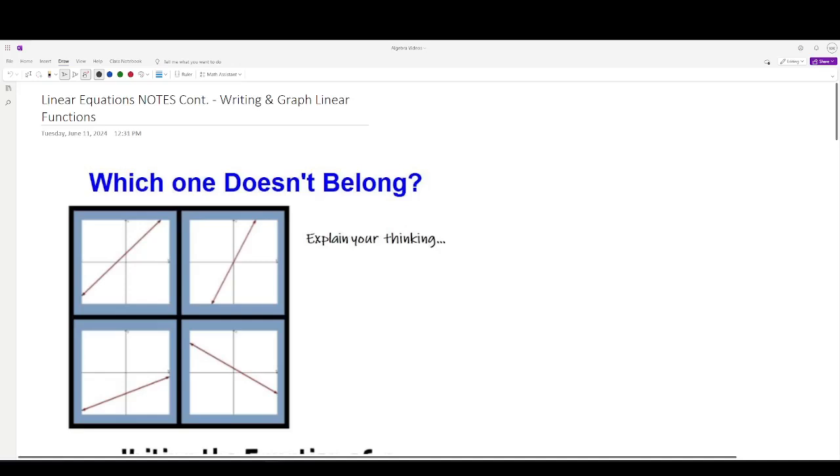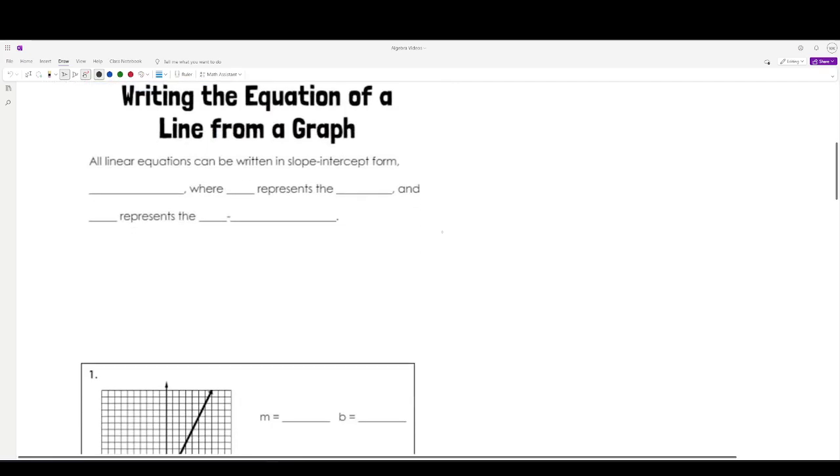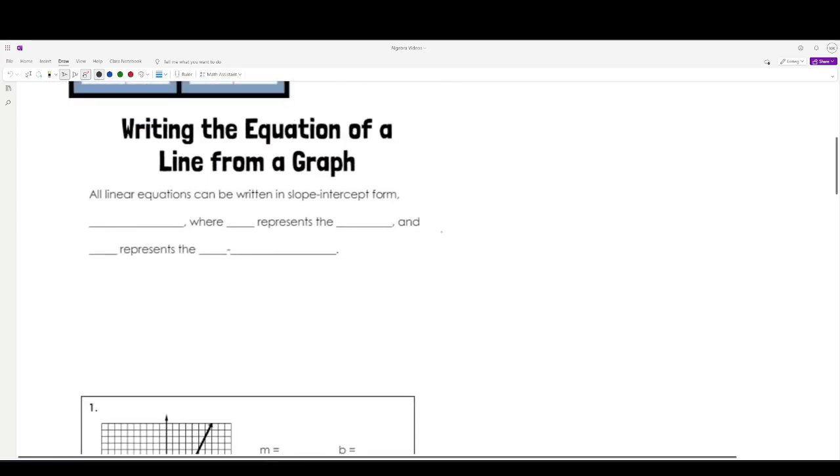In our previous notes, we focused on turning a linear equation into slope-intercept form and then graphing that equation. What we want to do in this video is reverse the process and start from a graph and create the linear equation from the graph. So we start off with writing the equation of a line from a graph. All linear equations can be written in slope-intercept form.